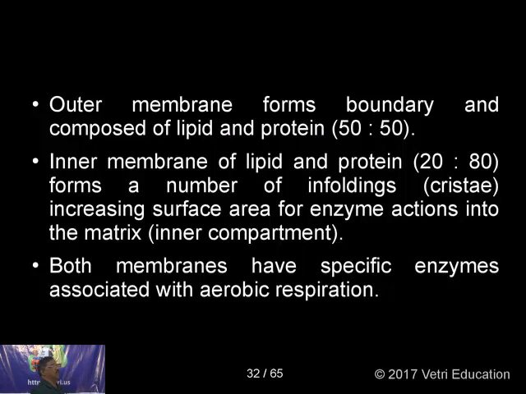The outer membrane forms the boundary and is composed of lipids and proteins, in an equal ratio of proteins and lipids. Whereas the inner layer, the combination changes to lipids and proteins in the ratio of 20:80, and forms a number of infoldings. Those are called the cristae. Why does this cristae help in the increase of the enzymic action of the matrix or inner compartments? That is due to the cristae increasing the surface area for enzyme actions in the matrix.